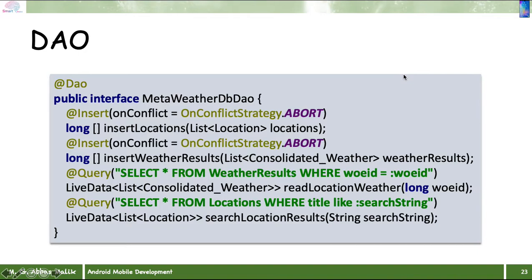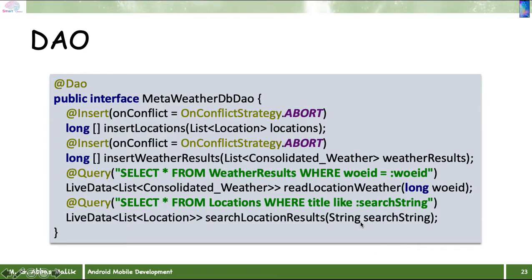And of course, we have developed two entities, or data tables, based on the location and the weather information. And then we have the DAO, which is again an interface. Here I have the insert queries, so we are inserting the list of locations and the list of weather results into our database. And then we also get the information out. Based on the where on the earth id, we read the location weather, and we can also have search location results, whatever those results are.